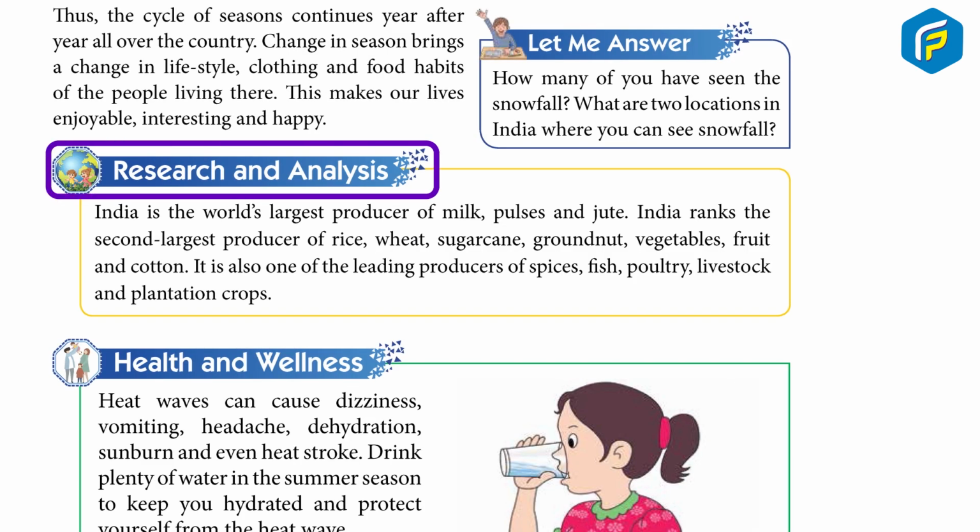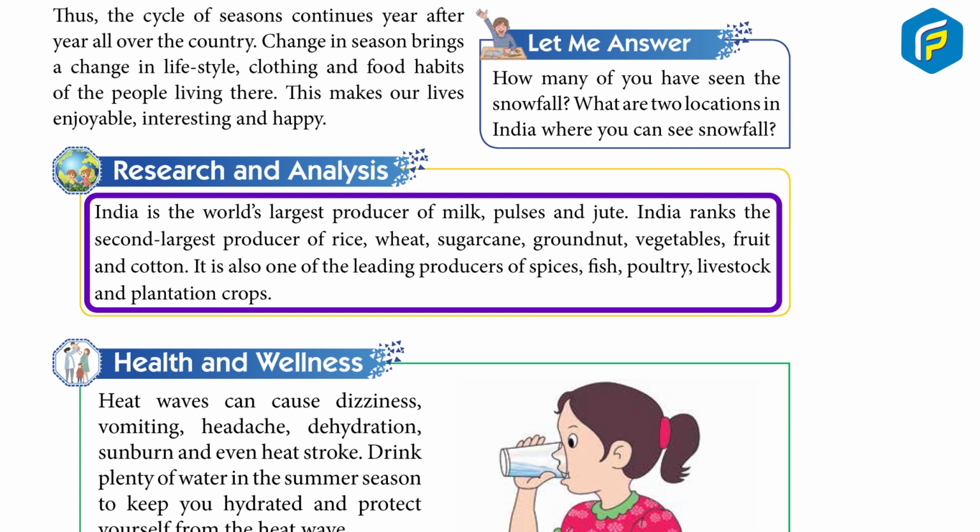Research and analysis. India is the world's largest producer of milk, pulses and jute. India ranks second in the production of rice, wheat, sugarcane, groundnuts, vegetables, fruits and cotton. It is also one of the leading producers of spices, fish, poultry, livestock and plantation crops.